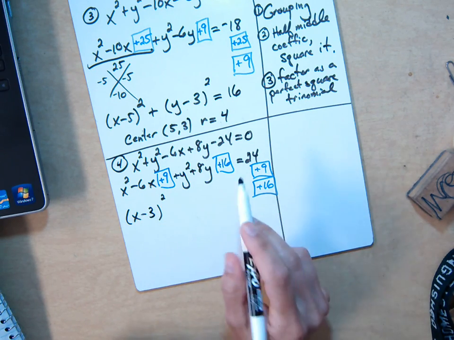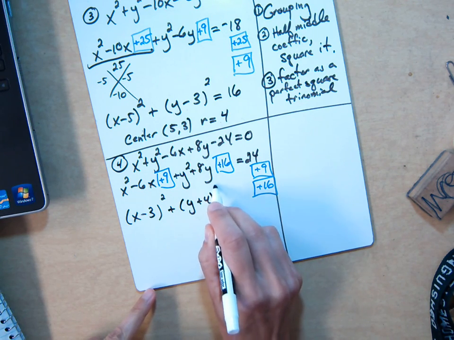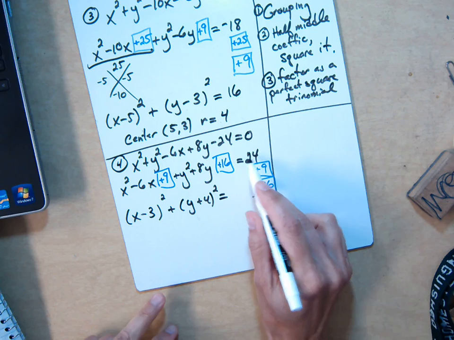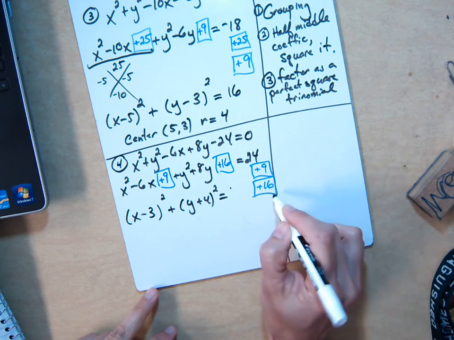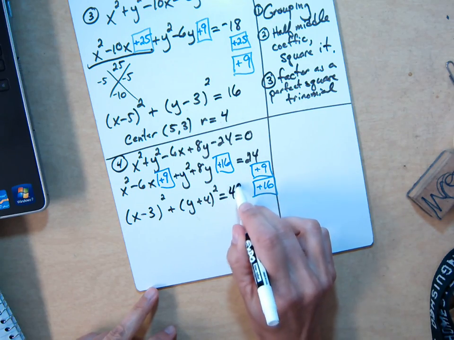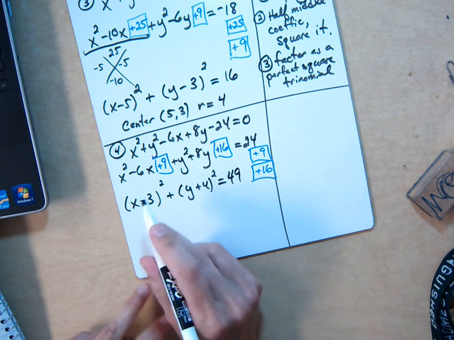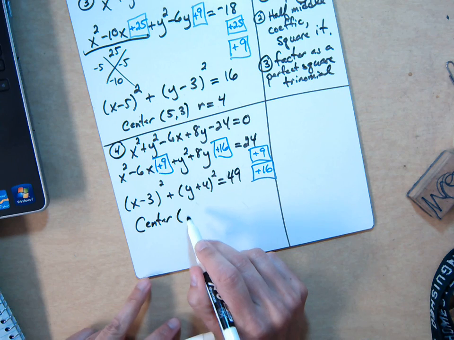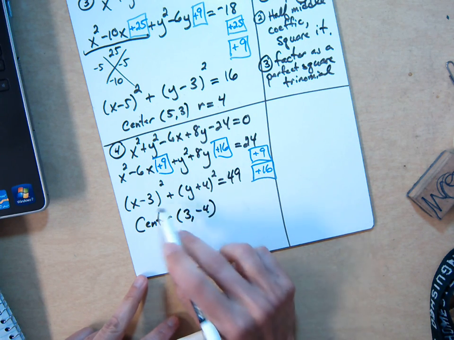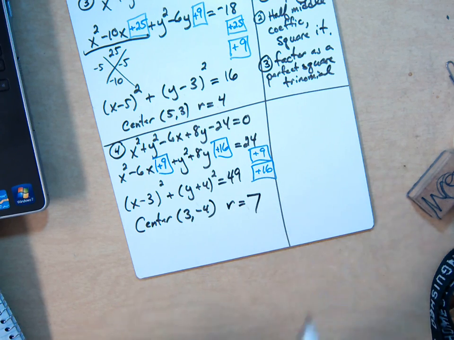X minus 3 quantity squared. And what is this factor to? Y plus 4 quantity squared equals, adding these up, you get 49, and it doesn't have to be a perfect square over here, just, so the center is at 3, negative 4. It's always the opposite. Radius is 7. Yes. Very good.